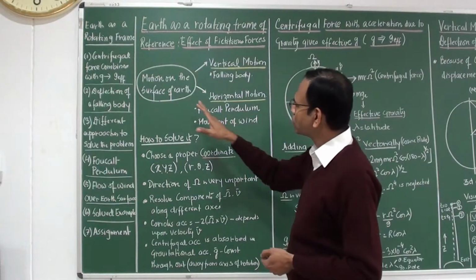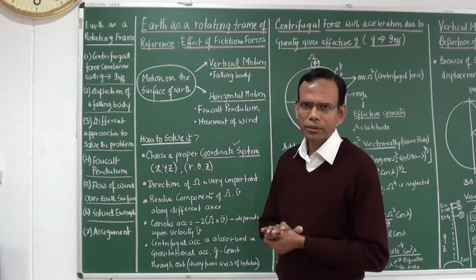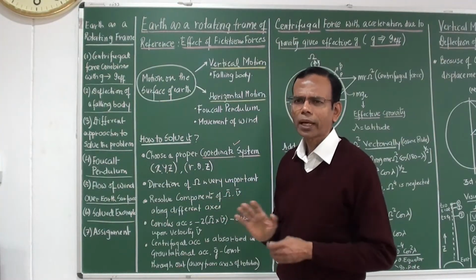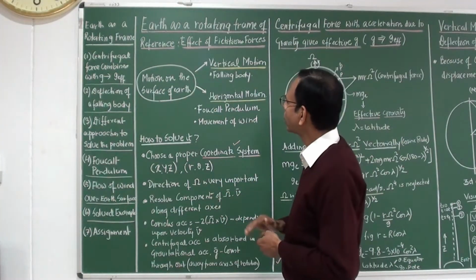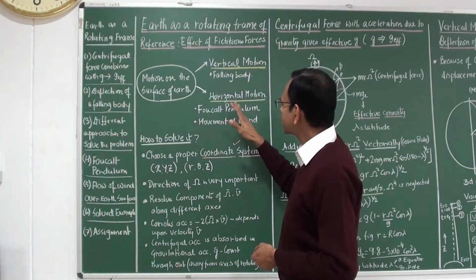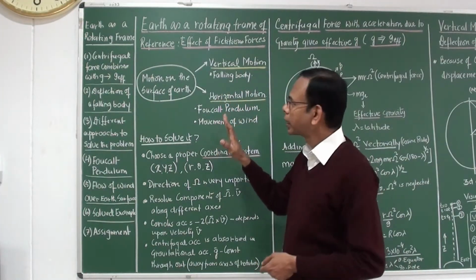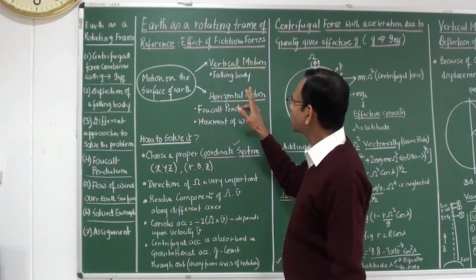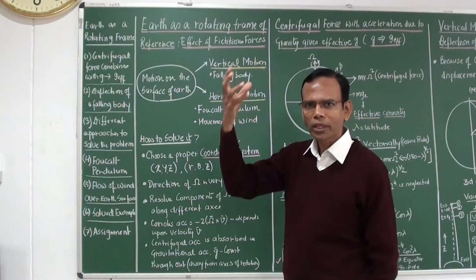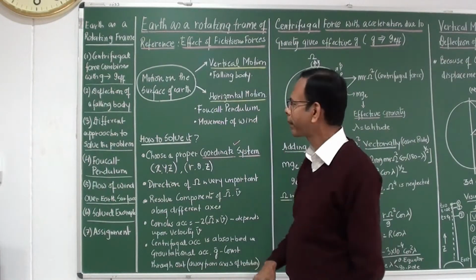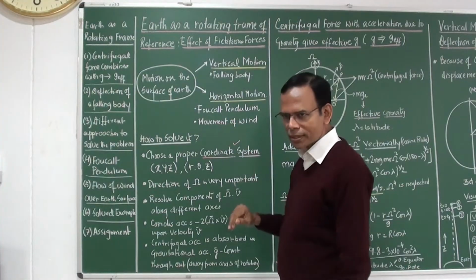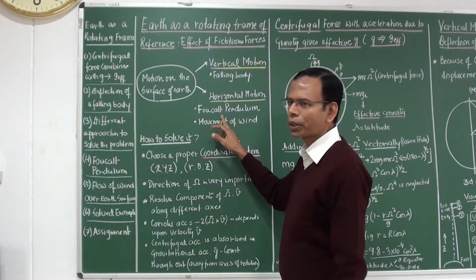Now when you study the motion on the surface of the Earth, mostly we see 2 different kinds of motion. One is vertical motion, and the other is horizontal motion. In the vertical motion, the case that we are going to study is that of a falling body. In the horizontal motion, we will study 2 cases, and one is the Foucault pendulum.